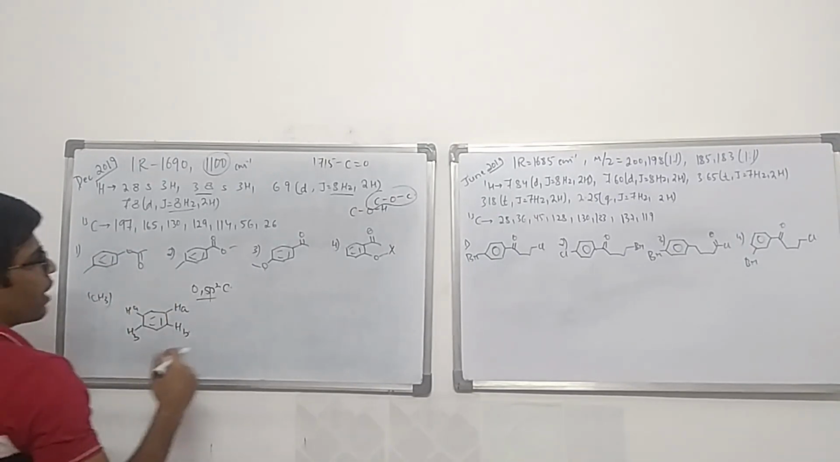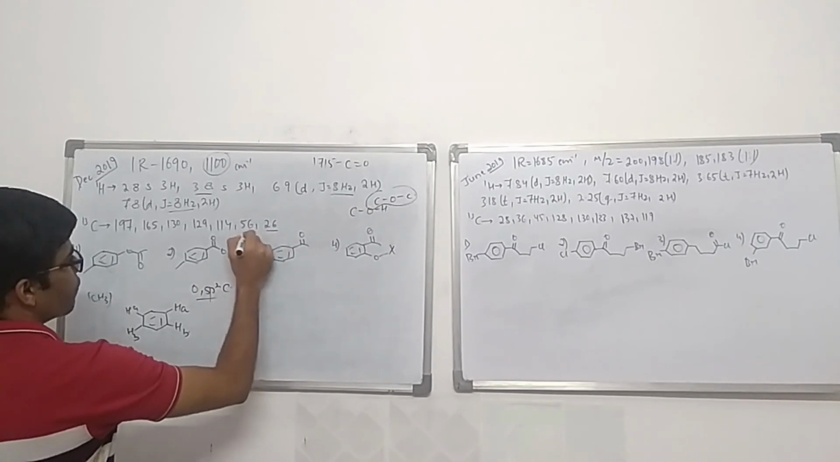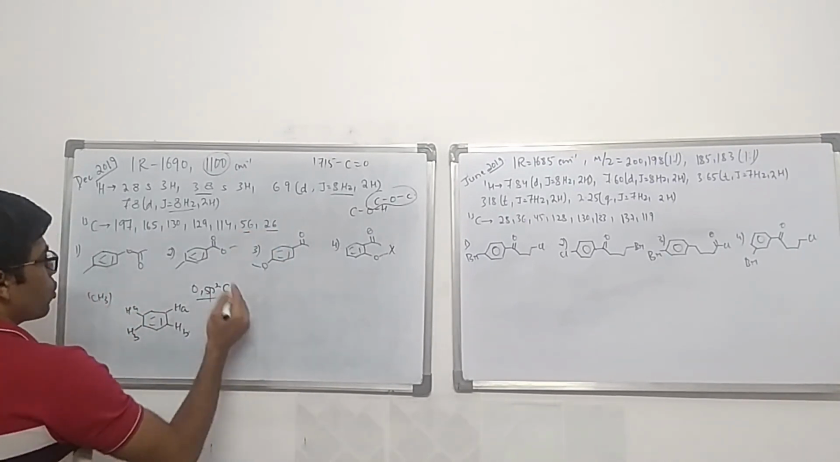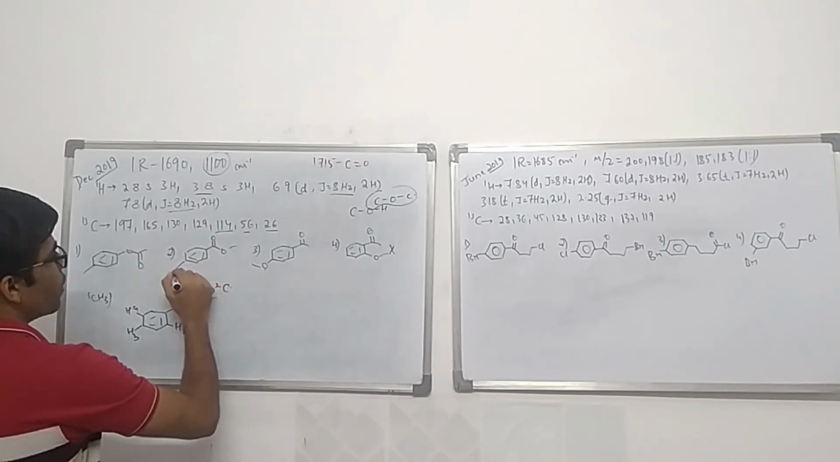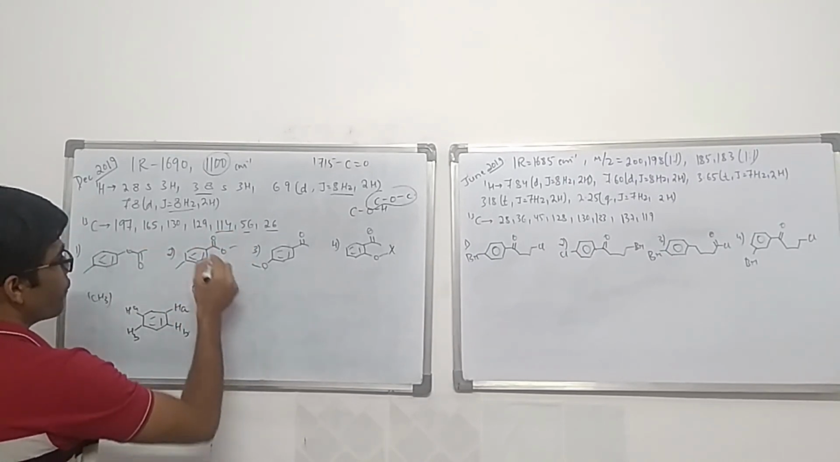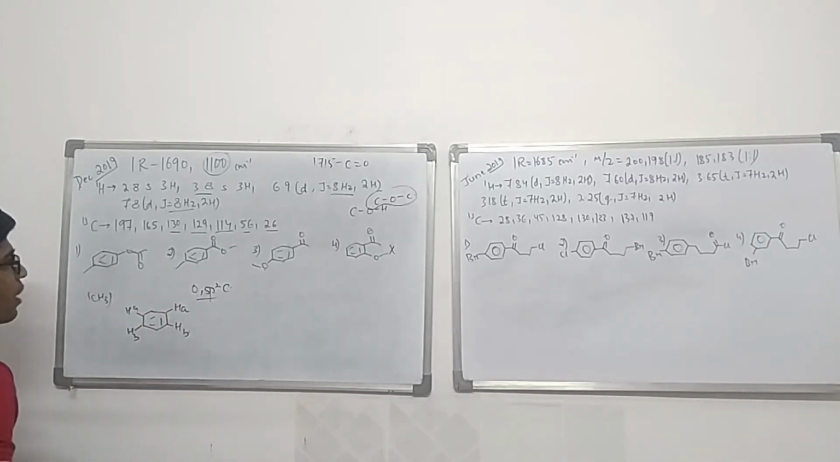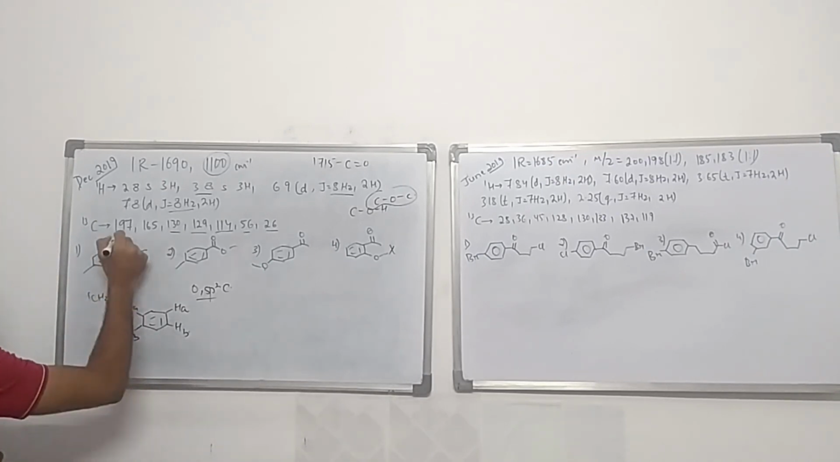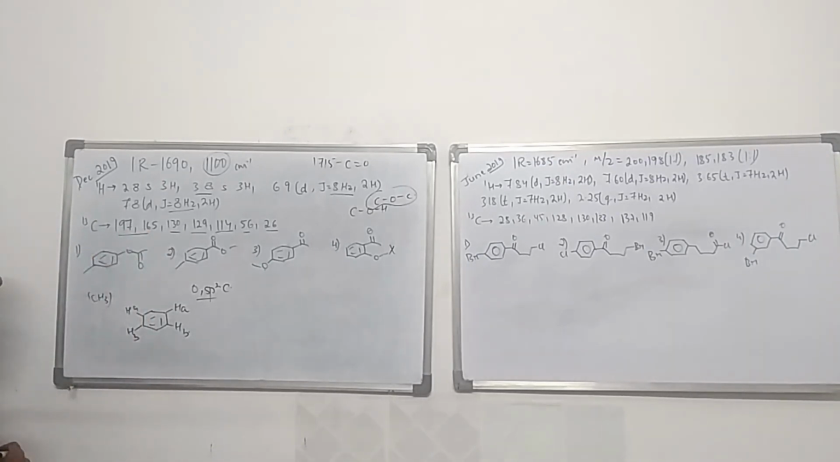So in the previous video, I had told you that 26 and 56, these are the data for sp3 carbons. For sp2 carbons, the data lies in the range of 100 to 150. So these three data are for sp2 carbons. For carbonyl, it is in the range of 150 to 200. Now we have two such values here.